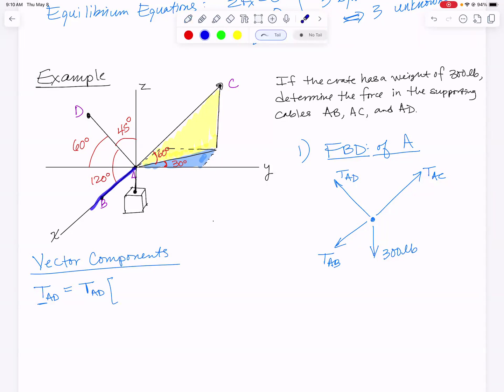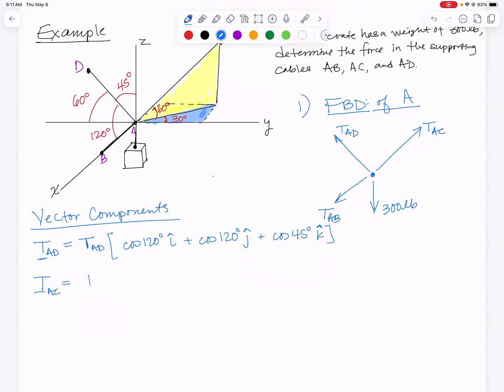If I have the angle to the positive coordinate axis, 120 degrees, I can just write this as cosine 120 degrees in the I direction. For the Y, I've got 60 degrees to the negative Y axis. So you can either write this down as minus cosine 60 or find the angle to the positive Y axis. If it's 60 to the negative Y, it'll be 120 to the positive Y. I prefer to write this as plus cosine of 120 degrees J, but you can write it as minus cosine of 60 if you'd prefer. And then finally for the Z, it's cosine of 45 degrees K. There is my force vector TAD written in its Cartesian components.